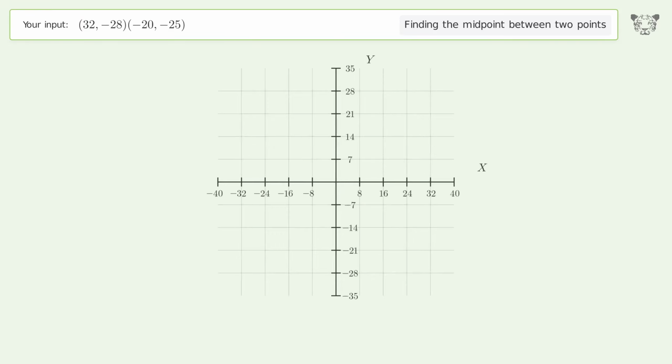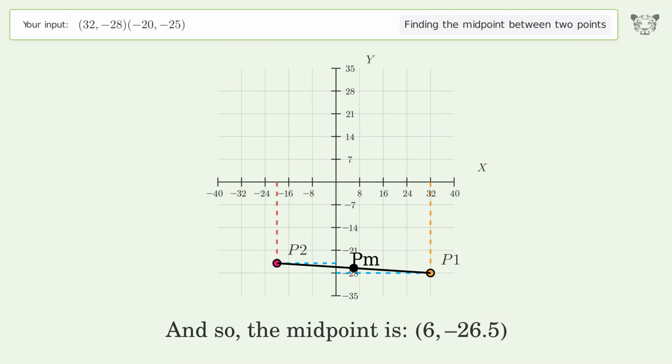And so, the midpoint is 6, negative 26.5.